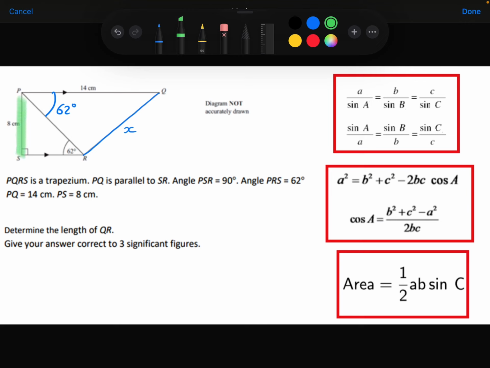Now let's look at this right angle triangle here. I can use this right angle triangle to work out the hypotenuse, this length here. So, I know the opposite side is 8. The hypotenuse is what I want to work out. So O and H is sin. So sin 62 is equal to the opposite, which is 8, divided by the hypotenuse, which is what I'm wanting to work out.